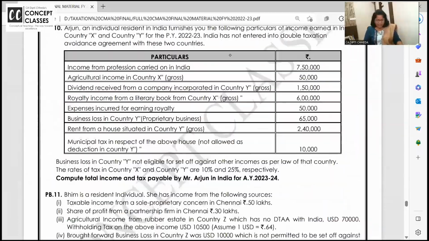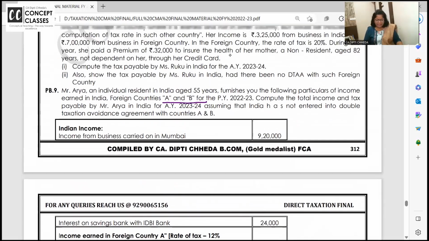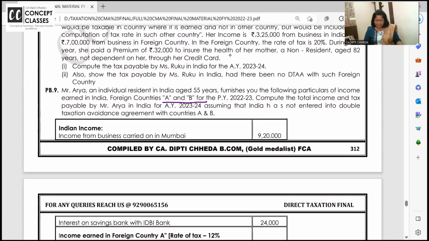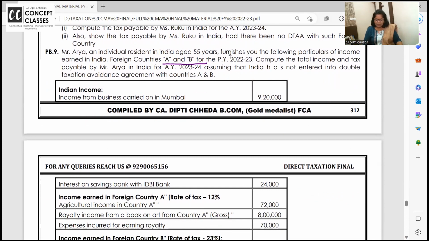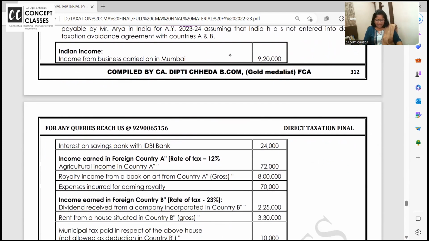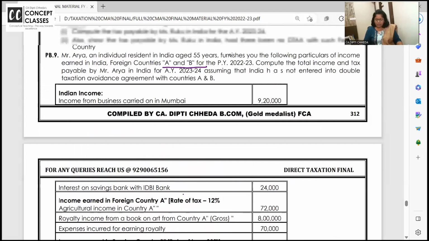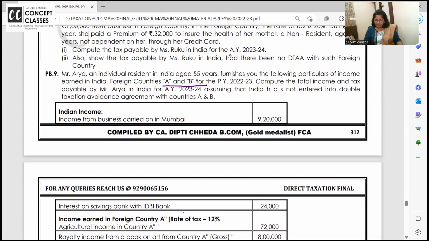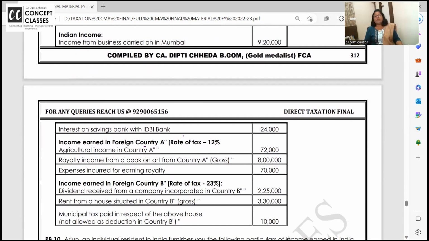So we are doing the 9th problem now in class, where they have income from countries A and B. Little quickly, income from business carried on in Mumbai. Interest on savings account 24,000. Arya की age क्या है? 55. तो savings account का 24,000 interest है. How much deduction will he get under 80TTA? 10,000. It will be 50,000 when he is a senior citizen.